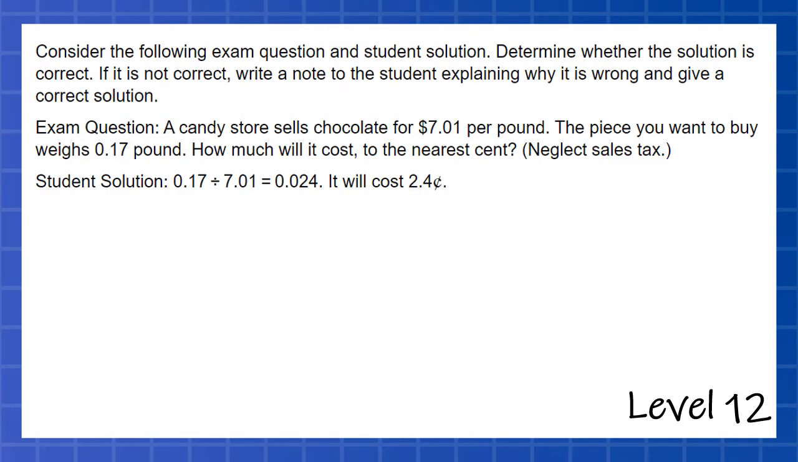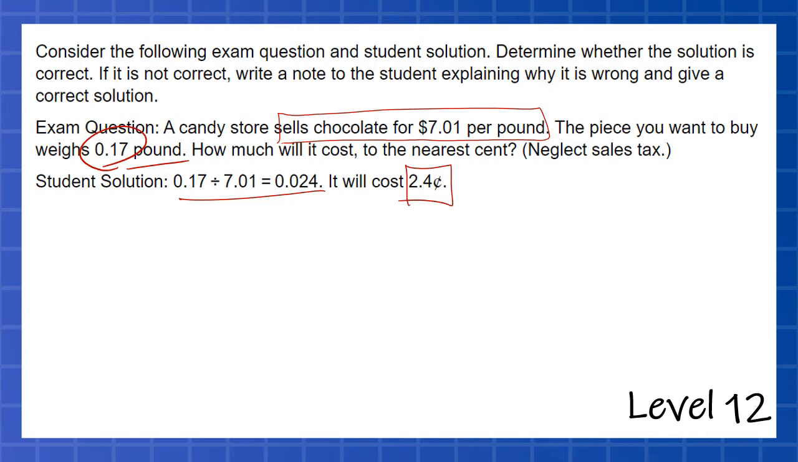Consider the following exam question. So this is one where somebody has already solved it. And they said they went into a candy store that sells chocolate for $7.01 per pound. And they want to buy just a piece of it. Okay, they don't want to buy $7 worth of chocolate. And so they look at how much they have, and they've only got 0.17 pounds. And so their math is that it'll only cost them 2.4 cents before tax. And they think, oh, I'm just going to give them 2 cents.